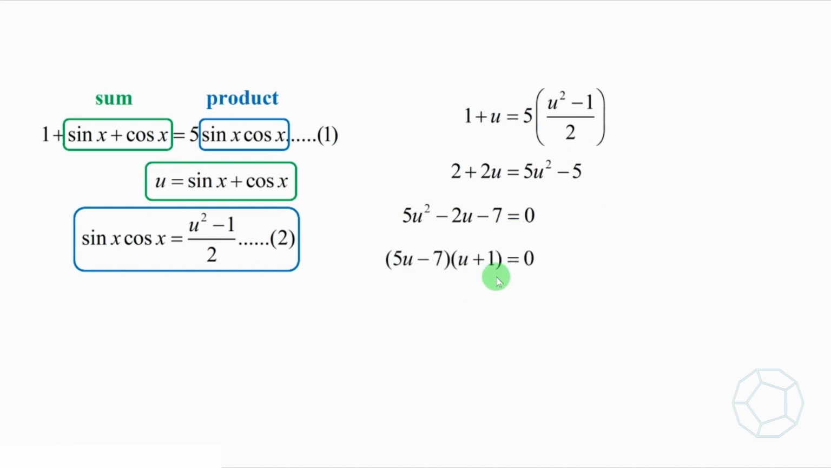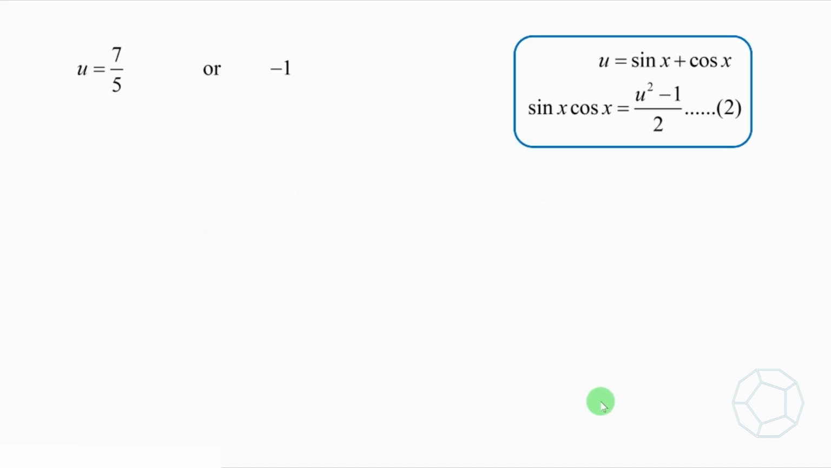Using cross method to factorize it, then we have two answers. u is equal to 7 over 5 or negative 1. Wait, are they reasonable? Let's check if there's anything weird.